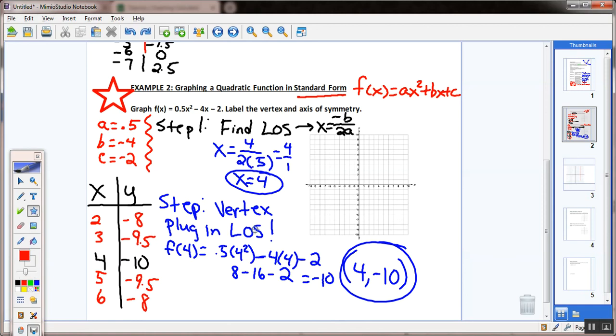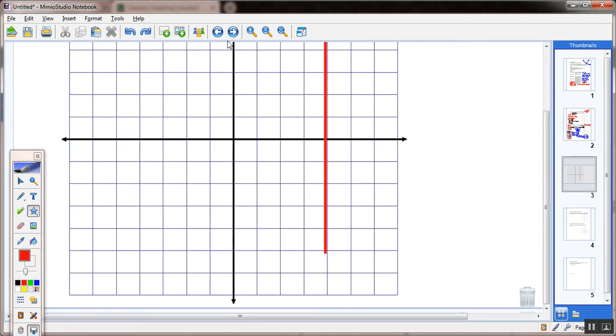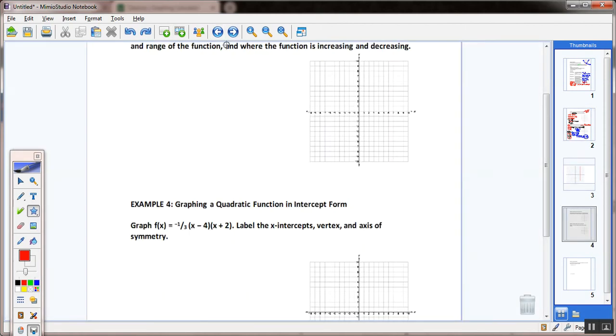Plug it in, and get your vertex. And once you know your vertex, start building some points around the vertex, okay? All right, have you guys got what you need there? All right, let's move to the next page here. I don't know if we're going to get this done today, but we're sure going to try. So let's move forward here. Let's move forward on this.